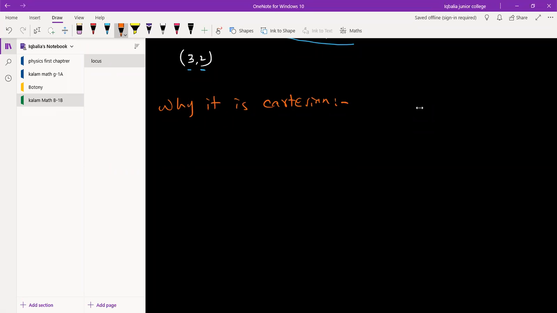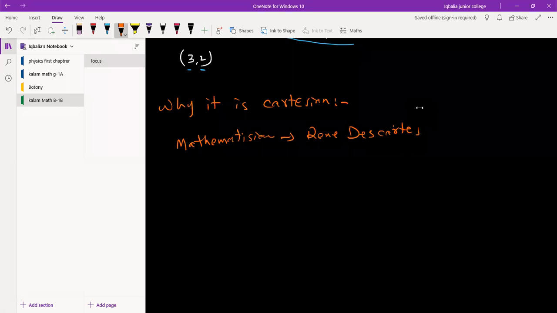There was a mathematician whose name was Rene Descartes. Okay, so he invented this Cartesian coordinate system. He was the person who had the idea of the Cartesian coordinate.